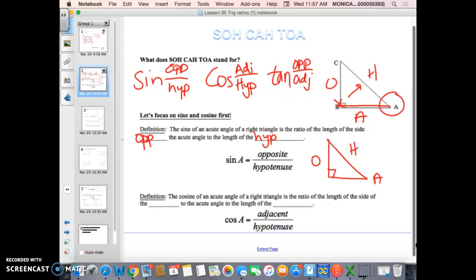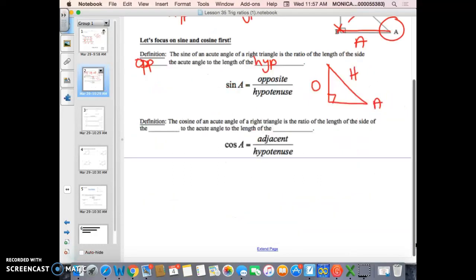Okay, next it says the definition of the cosine. So we're just going to look at sine and cosine right now. The cosine of an acute angle of a right triangle is a ratio of the length of the side adjacent to the acute angle to the length of the hypotenuse. So if we have that same triangle, and this was the angle we're looking from, the adjacent side would be here, and the hypotenuse would be here.